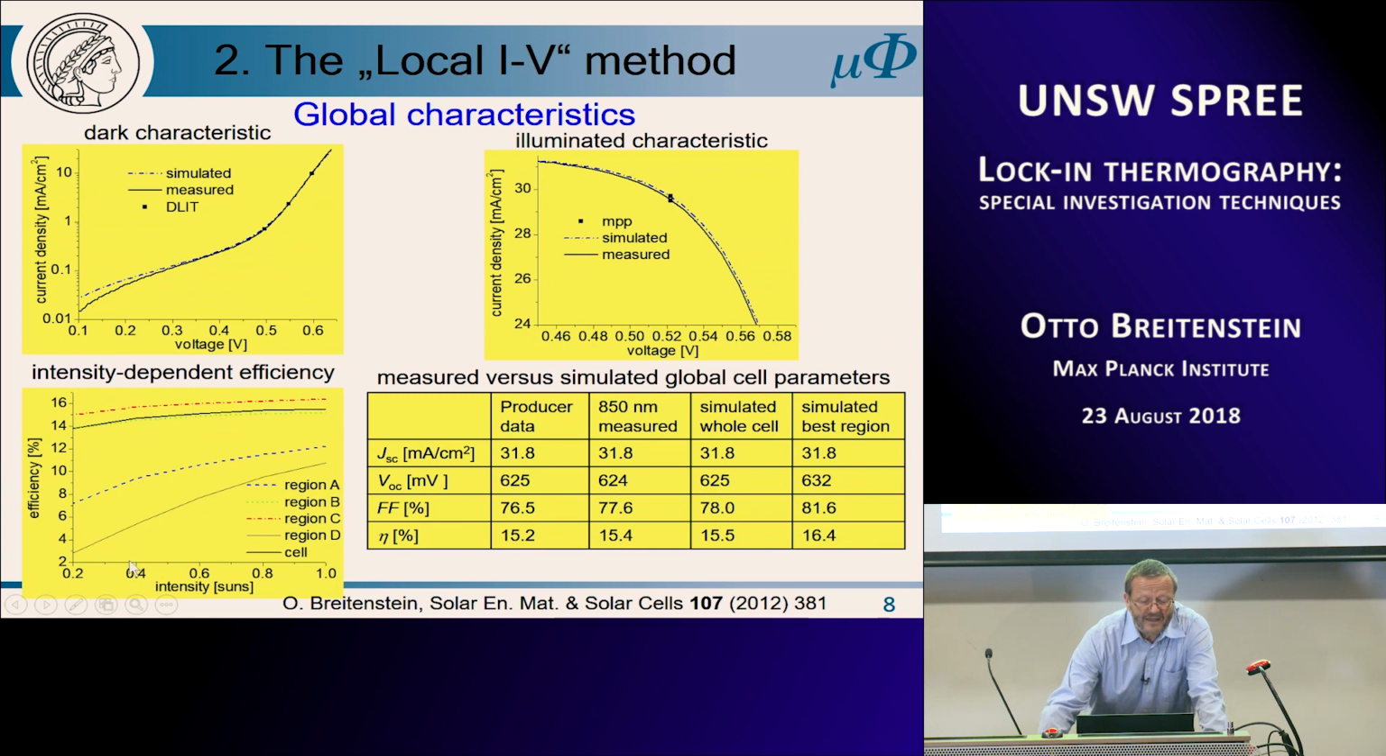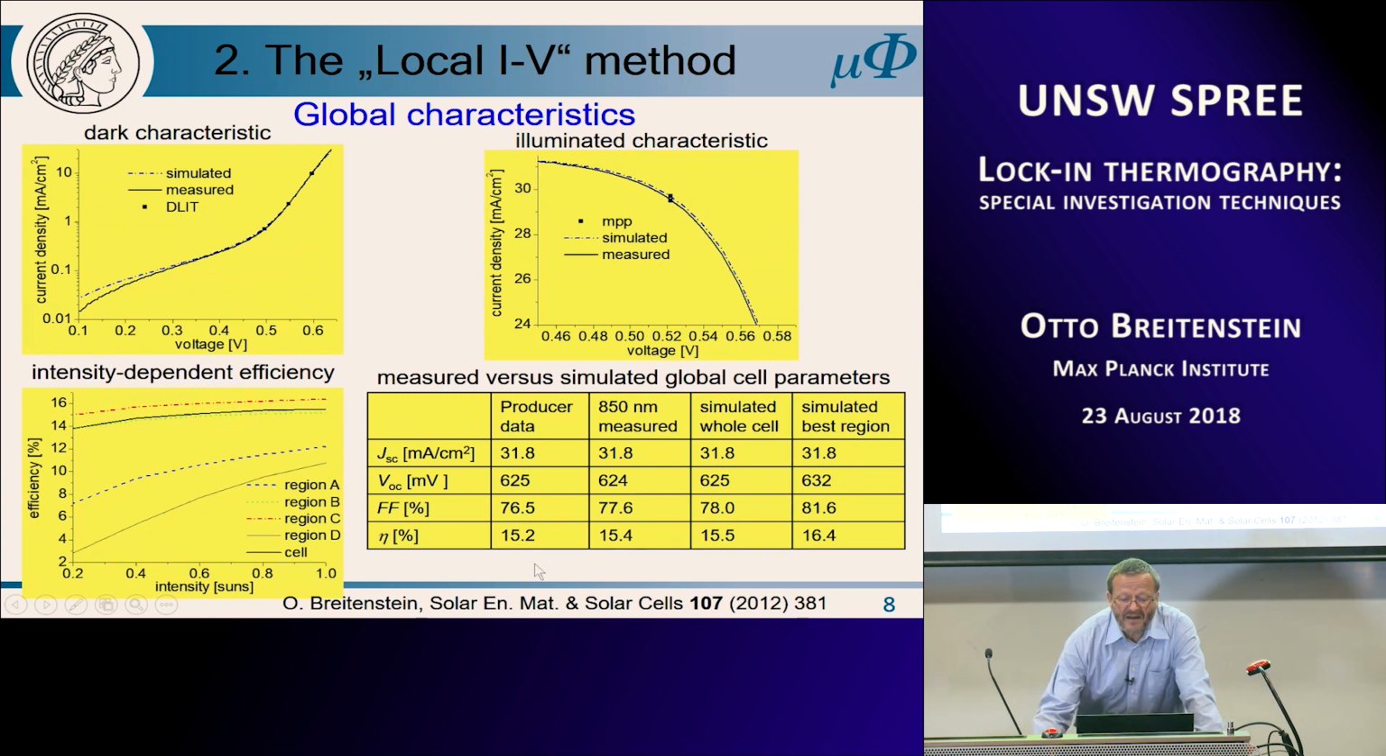So here is the intensity dependence of the efficiency in all these regions. And clearly we see region C, the best region, is the best. The whole cell performs not much worse, a little worse, but also the intensity dependence is nearly the same. This is because J01 is dominating. But here, at this J02 shunt, and in particular at the position of the ohmic shunt, the efficiency drops down substantially with reduced intensity.